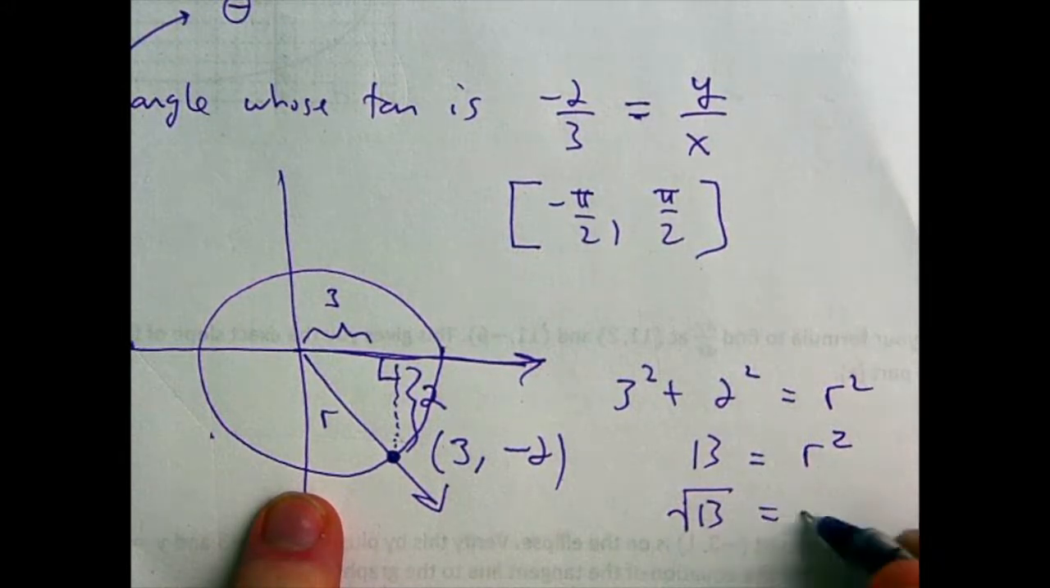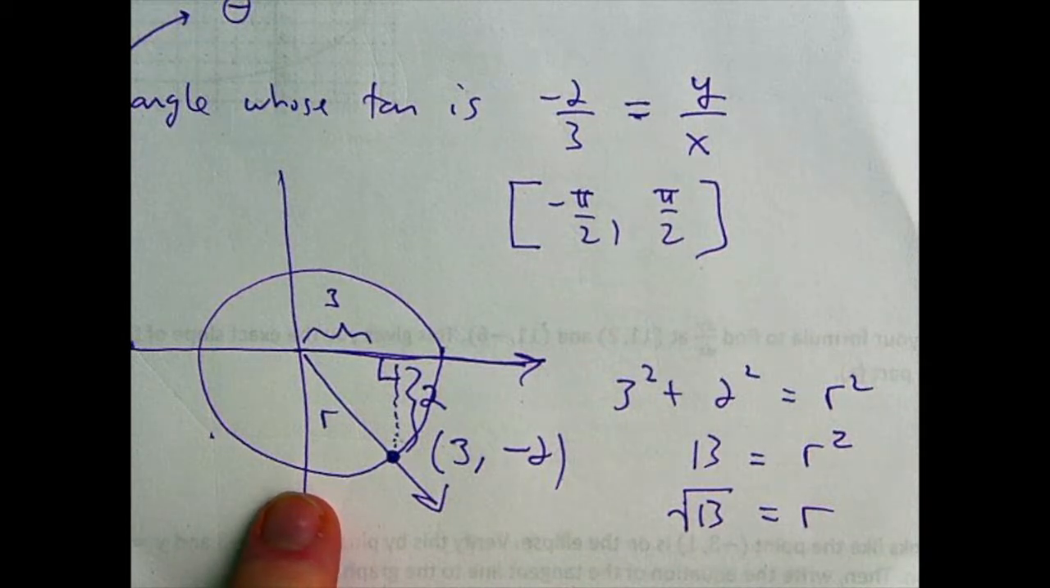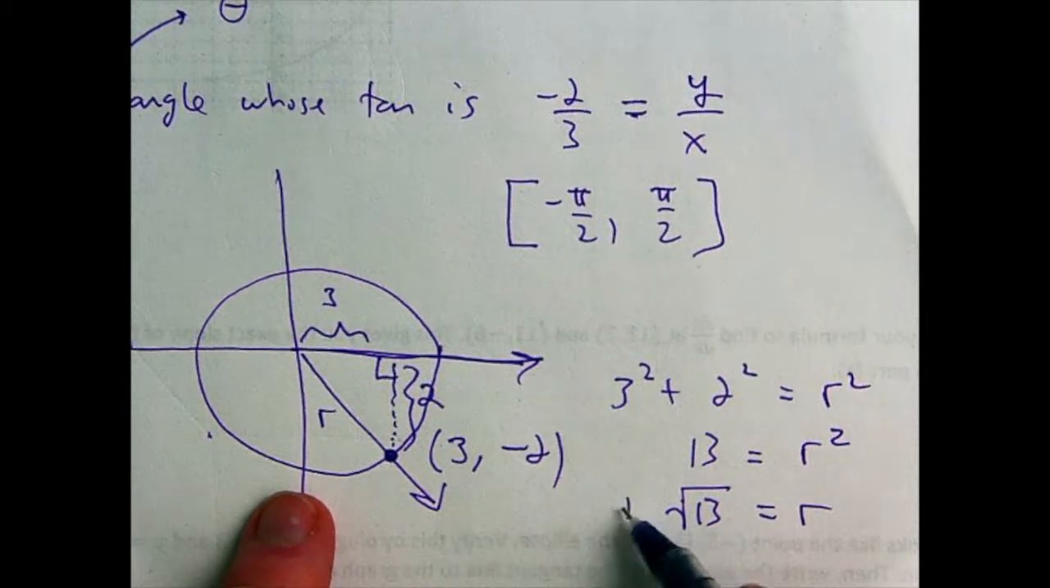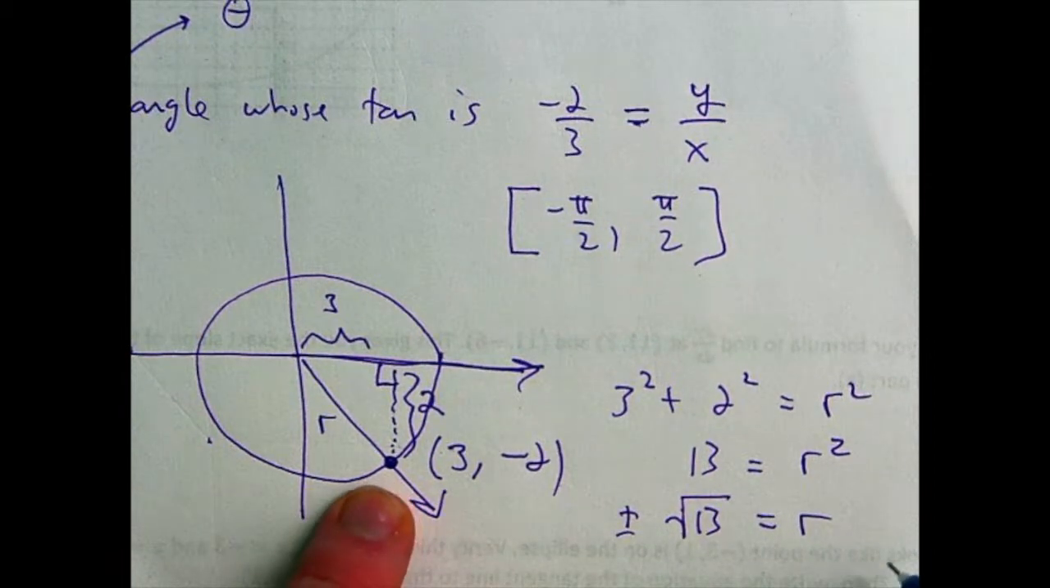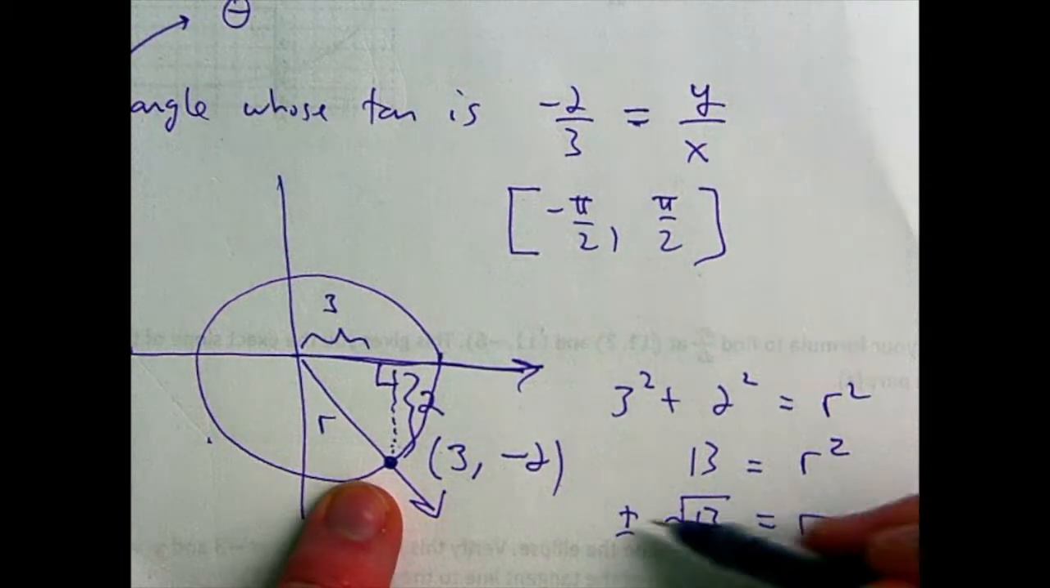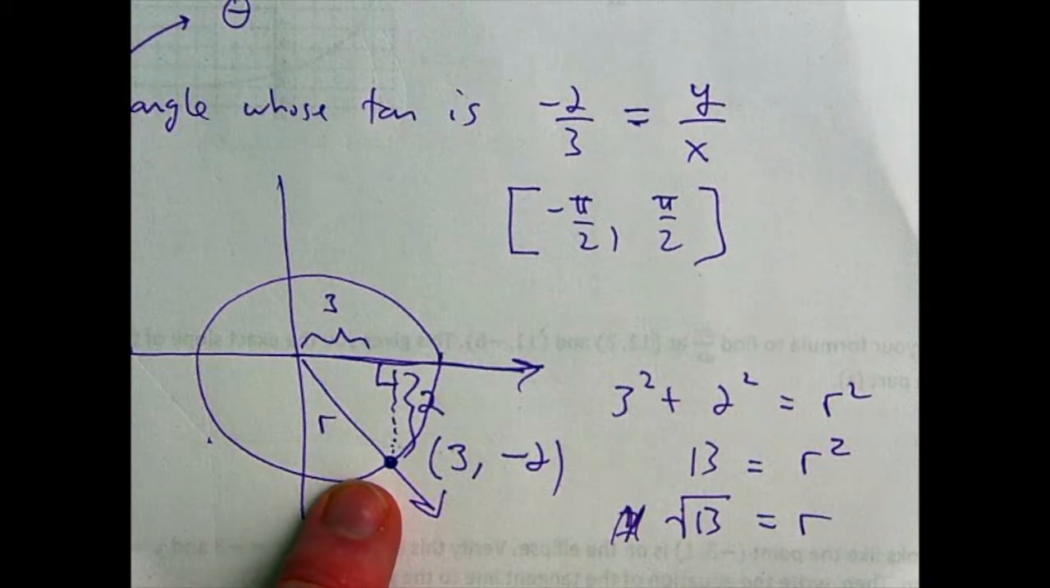Strange that I got root 13 again, it's just a coincidence. I suppose you could technically argue that when I take the square root, it should be plus or minus, but in context, we know that r means the radius of the circle, so it really should be plus root 13.